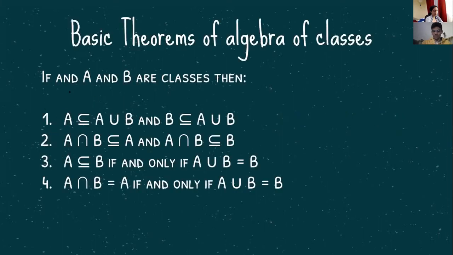so these are some basic theorems. If A and B are classes, then first, A is a subclass of A union B, and B is a subclass of A union B. Second, A intersection B is a subclass of A, and also A intersection B is a subclass of B. Also, A is a subclass of B if and only if A union B equals B, and if and only if A intersection B equals A.